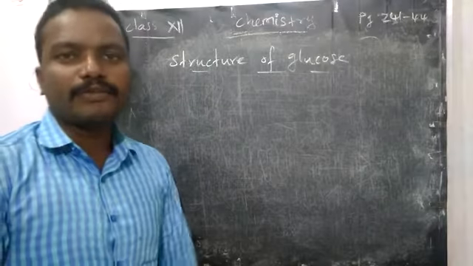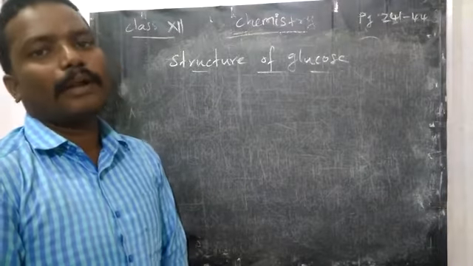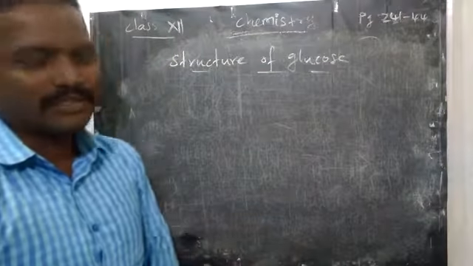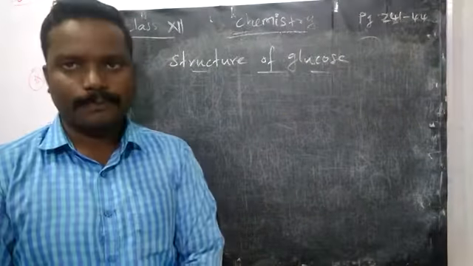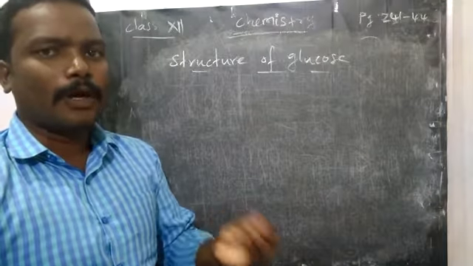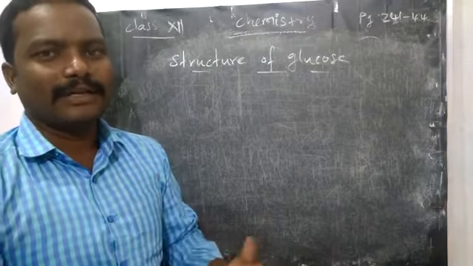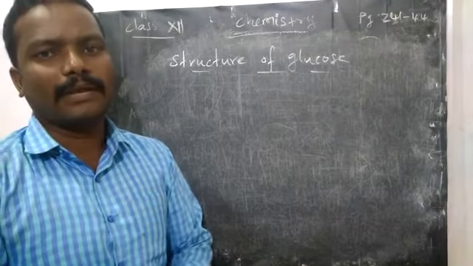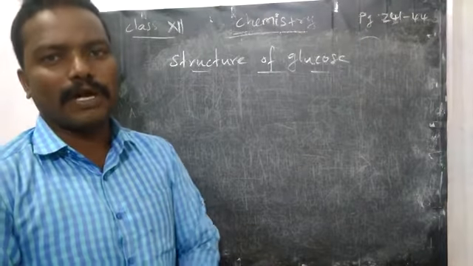Yes, today we are going to see a very important question, that is the structure of glucose. Structure of glucose means what? See, for smaller compounds we may know the very small arrangement of the compound. For example, copper sulfate: one copper, one sulfur, four oxygen.